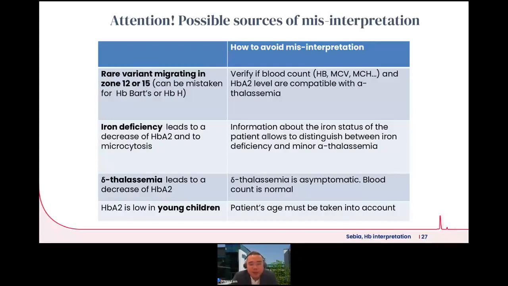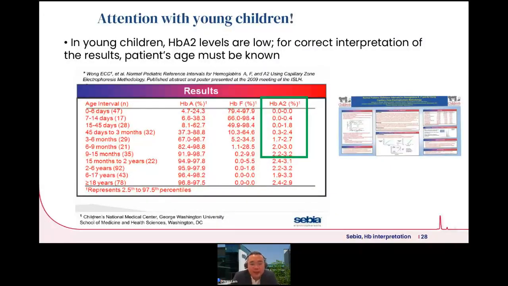It's also important to know that in young children, hemoglobin A2 is lower. Okay, if you look at this study and at the various age intervals of a newborn, you realize how significantly the hemoglobin A2 levels change, and there is also a range even if you are to look at the newborn at the same period of age. So it's important to know the patient's age when you're interpreting the results. It's not just a case of looking at the electrophoretogram, but also knowing the clinical background of the patient.